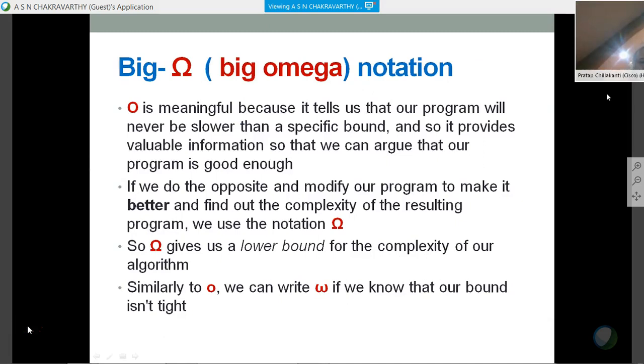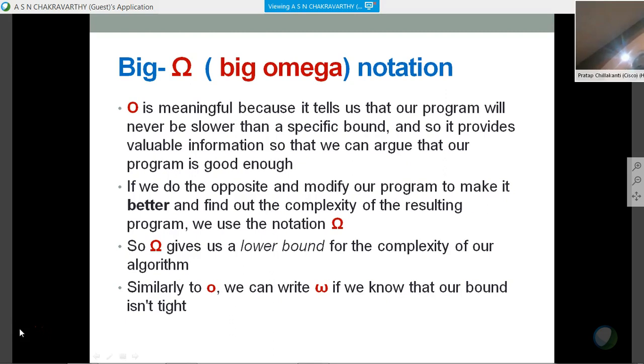Last week, this is kind of like a summary for you. When you review the slides, everything is explained. It's almost like this particular and theta. We also have another symbol called big omega. While the O is meaningful because it tells us, what does it tell us? It tells that our program will never be slower than a specific bound. And that is the upper bound. Worst case. It won't be slower than that.